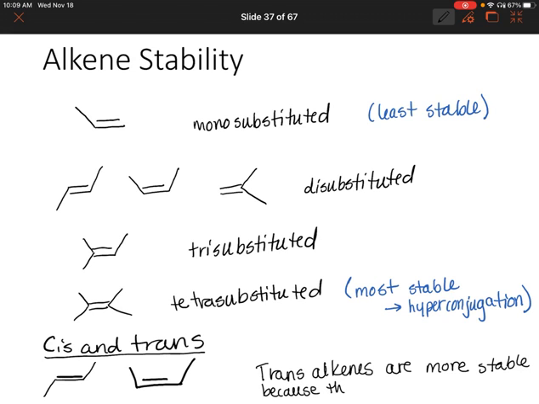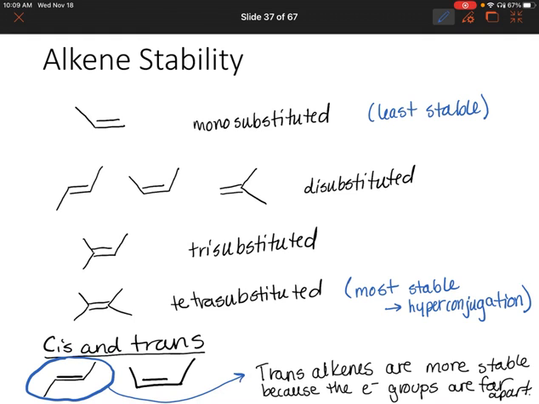because the electron groups are far apart. All right, so let's just circle the trans alkene so we know that that is more stable. So even though disubstituted alkenes in general are more stable than monosubstituted alkenes, and then less stable than tri-substituted alkenes. Even within that category, we do have a variation in stability, and that has to do with the cis and trans alkenes.